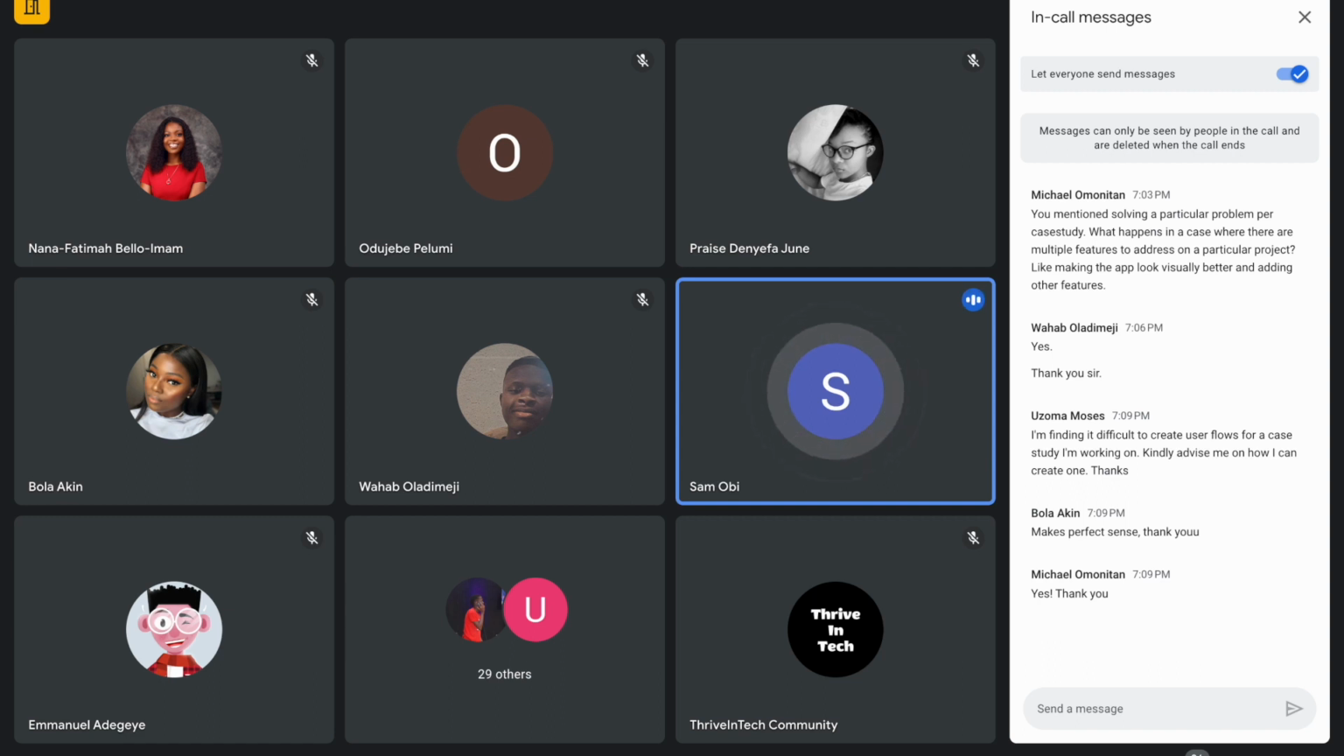I'm finding it difficult to create user flows for a case study I'm working on. Kindly advise me on how I can create one. Awesome question. I love this question so much because, again, we always think of things too deeply. I think it's the way we are as Nigerians, but we have to start to lighten up a little bit.